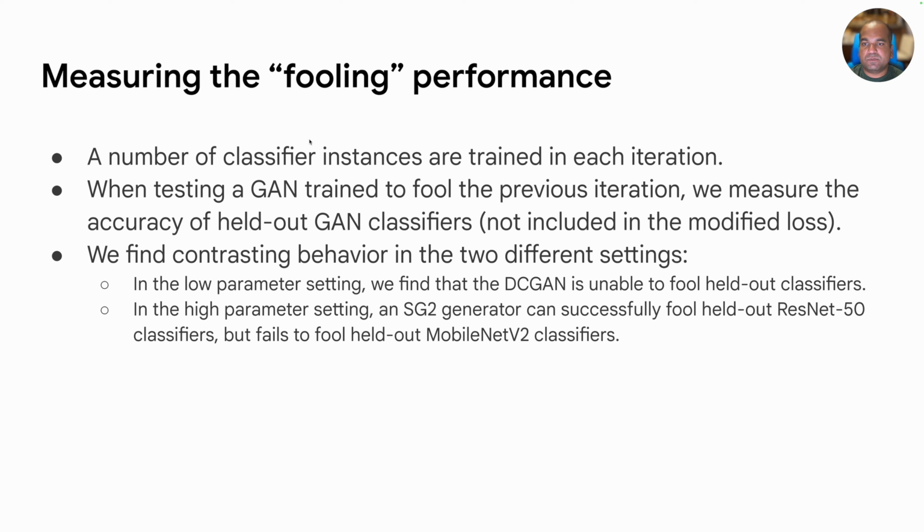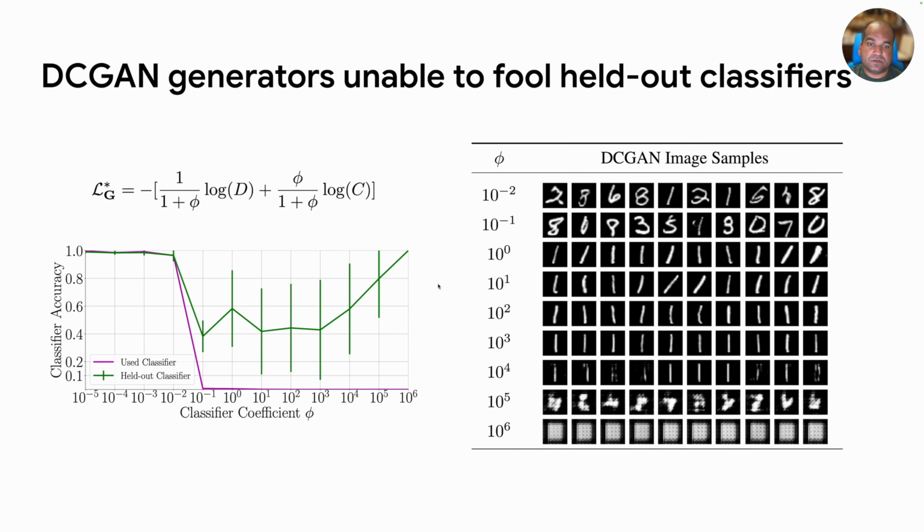We next measure the fooling performance. Again, we're training a number of classifier instances and then using one classifier to fool in the modified GAN loss, and then we are measuring the accuracy using held out classifiers not included in the modified loss. So with this setting, in the low parameter setting, we find that DCGAN is actually not able to fool held out classifiers, but StyleGAN2 is able to fool held out ResNet instances, but fails to fool held out MobileNet instances, which is a relatively low parameter classifier.